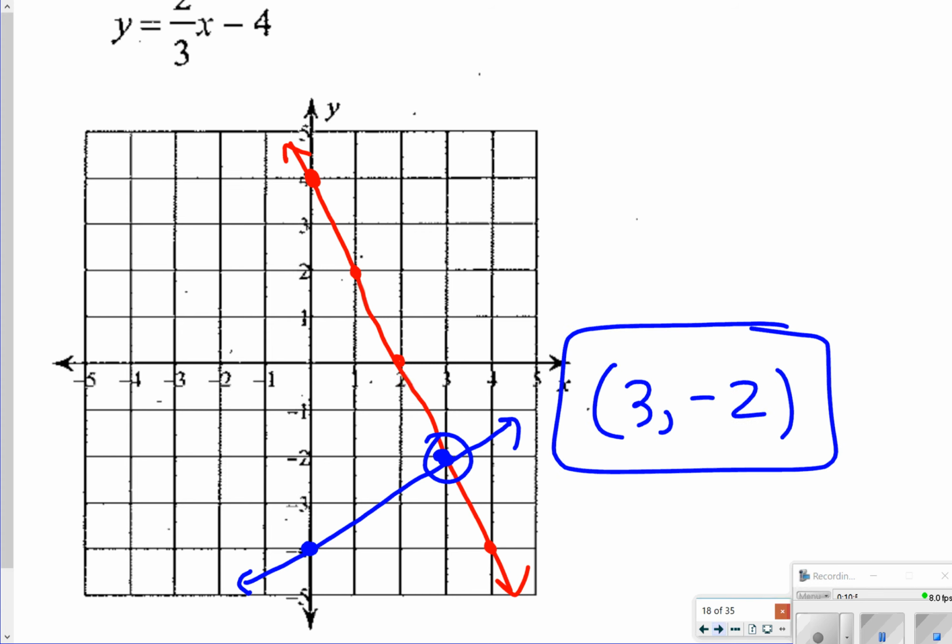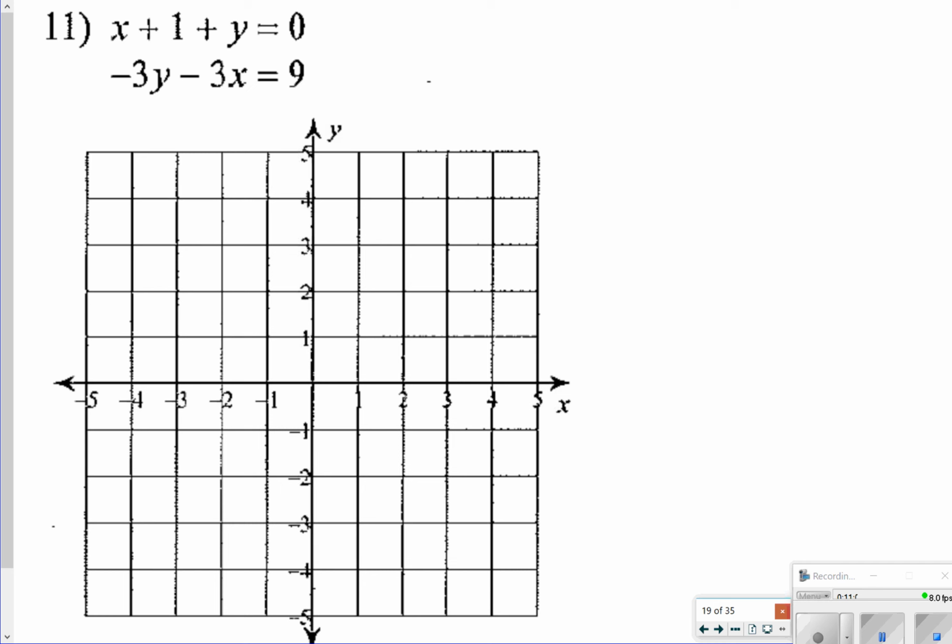For number 11, this would be maybe helpful if you wrote the first one into slope-intercept form. So let's go ahead and do that there. So I went ahead and wrote the first one in slope-intercept form. y is equal to -x minus 1. So -1 is your y-intercept, and your rise over run is down 1 over 1. So that one's going to be a negative correlation. I'm going to go ahead and just plot the rest of these points here and make my line.